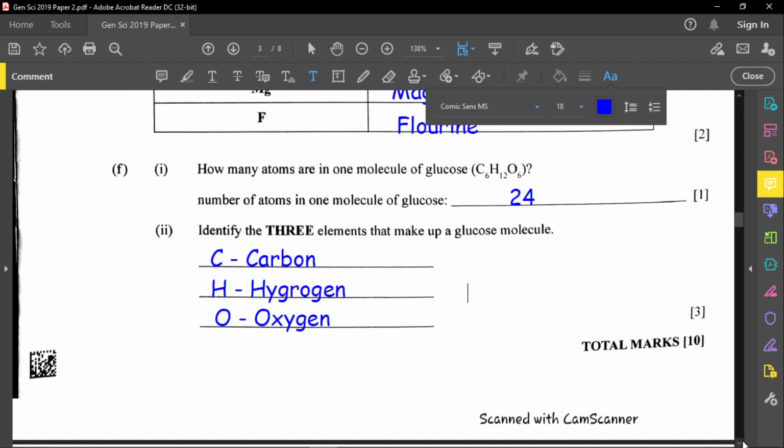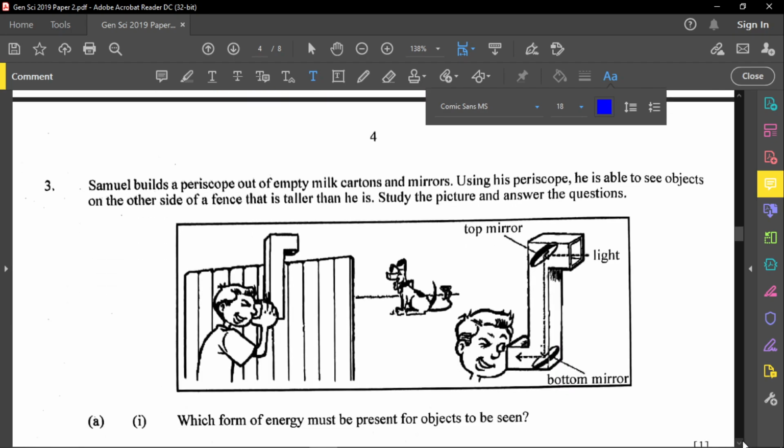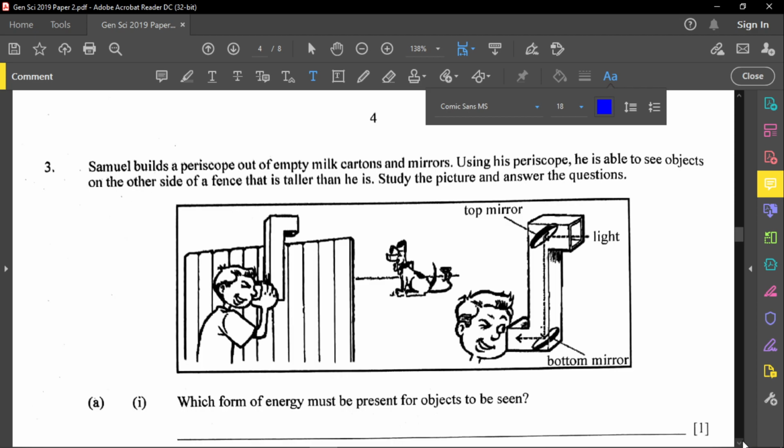Let's go to question number 3. Question number 3 said that Samuel builds a periscope out of empty milk cartons and mirrors. Using his periscope, he is able to see objects on the other side of a fence that is taller than he is. Study the picture and answer the questions. You could see Samuel right here looking beyond the fence, and this is a demonstration of what is happening inside of his periscope.